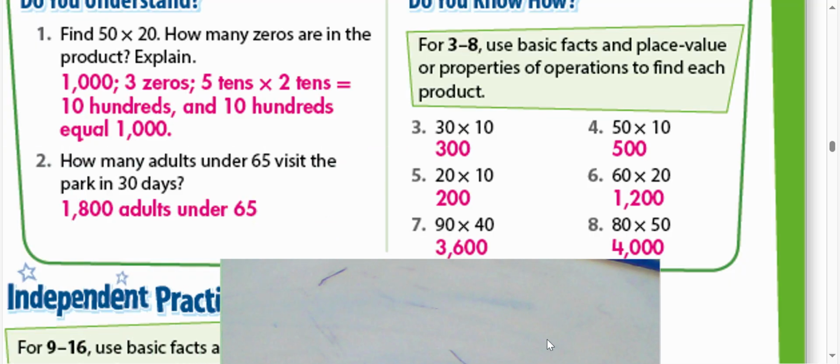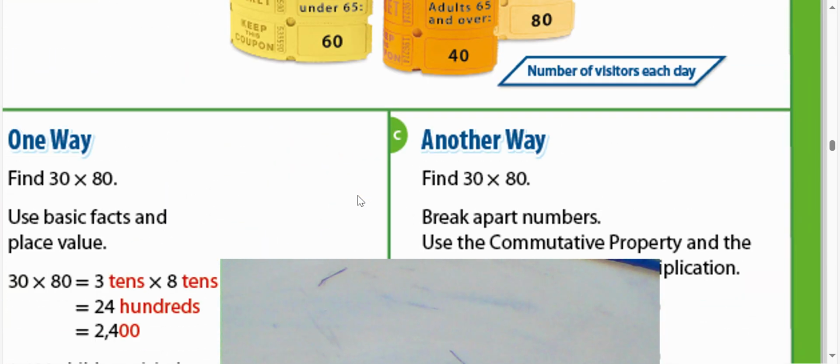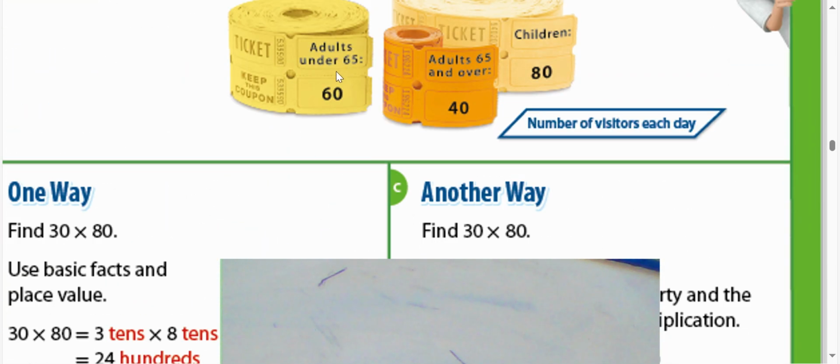How many adults under 65 visit in 30 days? Under 65, we can write the number multiplied by 30 from the table up here. Do you remember this table here? Under 65, we can write 60 times 30. 60 times 30. We can write here 3 times 10 times 6 times 10.